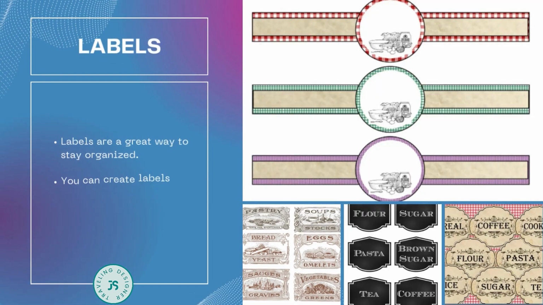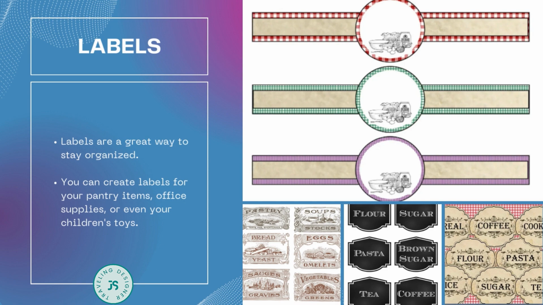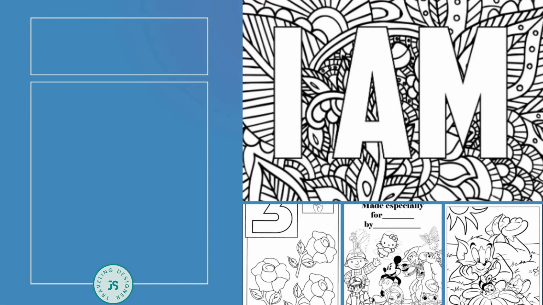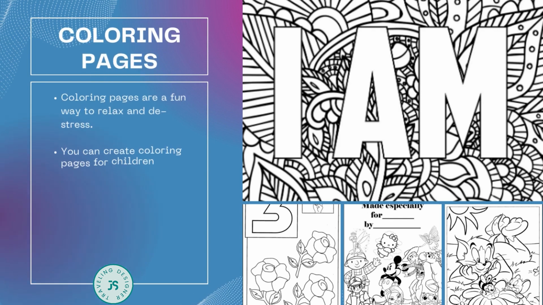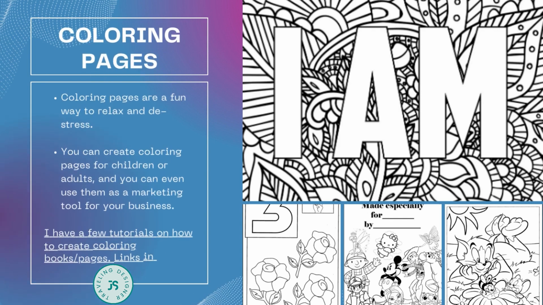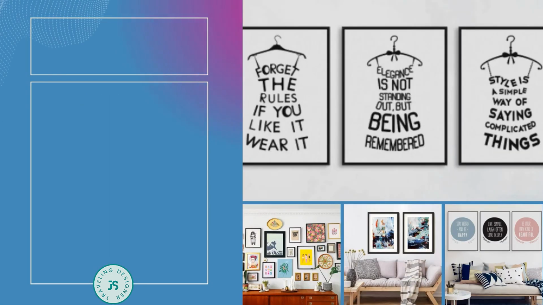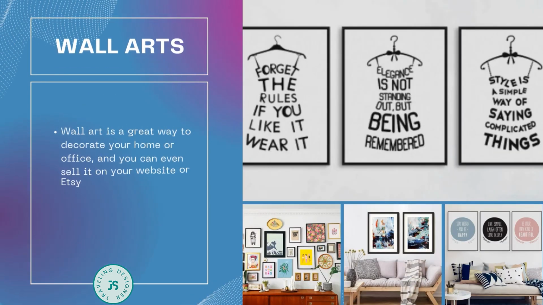Labels, they are a great way to stay organized. You can create labels for pantry items, office supplies, or even your children's toys. Coloring pages are a fun way to relax and de-stress. You can create coloring pages for children or adults, and you can even use them as a marketing tool for your business. Finally, you can create printable wall art.